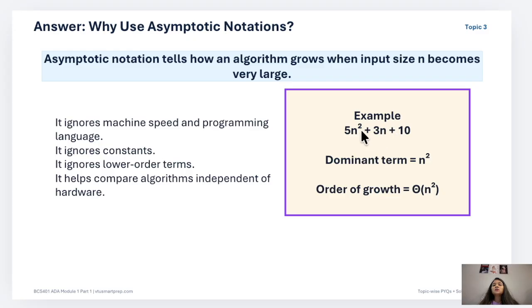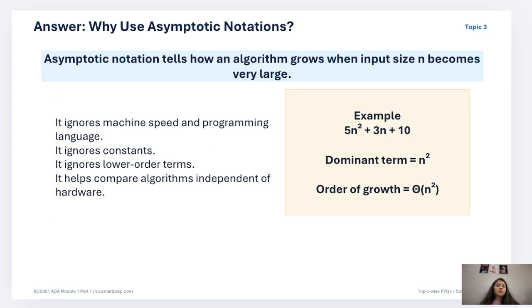Okay. So next, what is the dominant term over here? It is n square. So order of growth equals theta of n square. Clear? Very easy. The simple rule is you just ignore the constant and smaller terms. Keep only the fastest growing term. So here the dominant term is n square, so the order of growth is nothing but theta of n square.